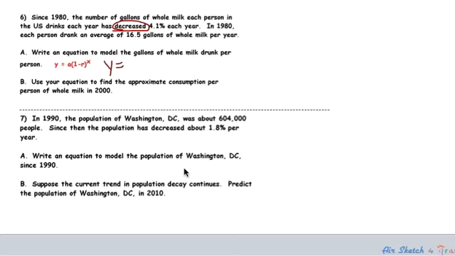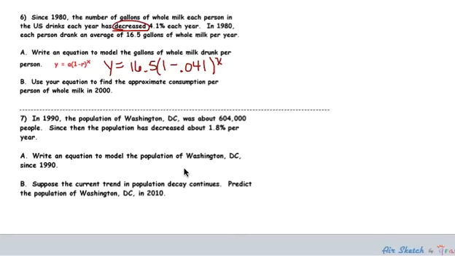Y equals, what's the initial amount? 16.5 gallons. Okay, 1 minus, what's the rate as a decimal? 0.041. Close the parenthesis to the x power, right? Yes.